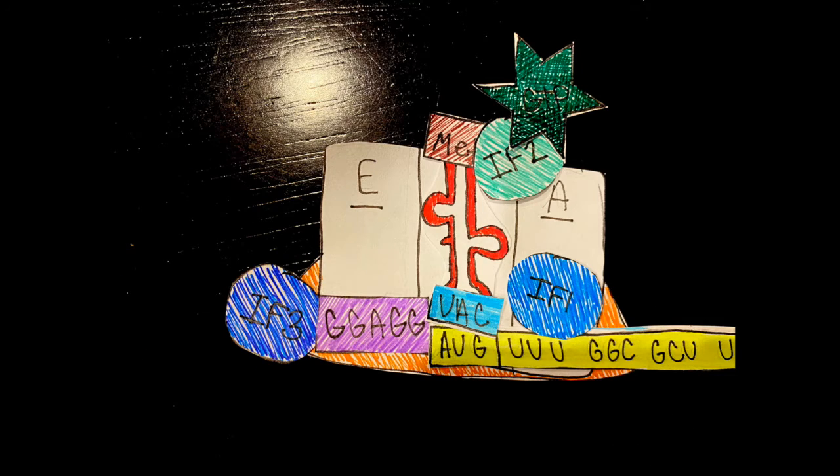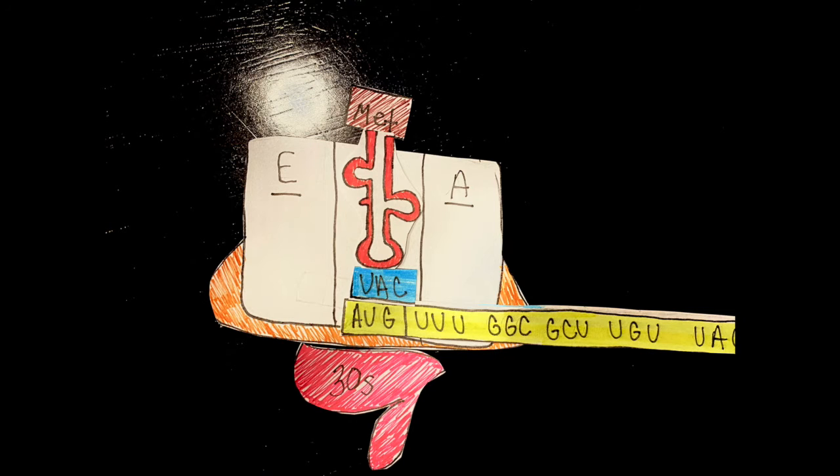IF1 binds to the small ribosomal subunit at the A site. IF2 escorts the initiator tRNA where it binds to the P site. Codon and anticodon pairs are needed in order to bind. Once the initiator tRNA is placed, IF3 is released, and the large ribosomal subunit takes its place on top of the smaller ribosomal subunit. Once in place, the GTP releases the rest of the initiation factors.